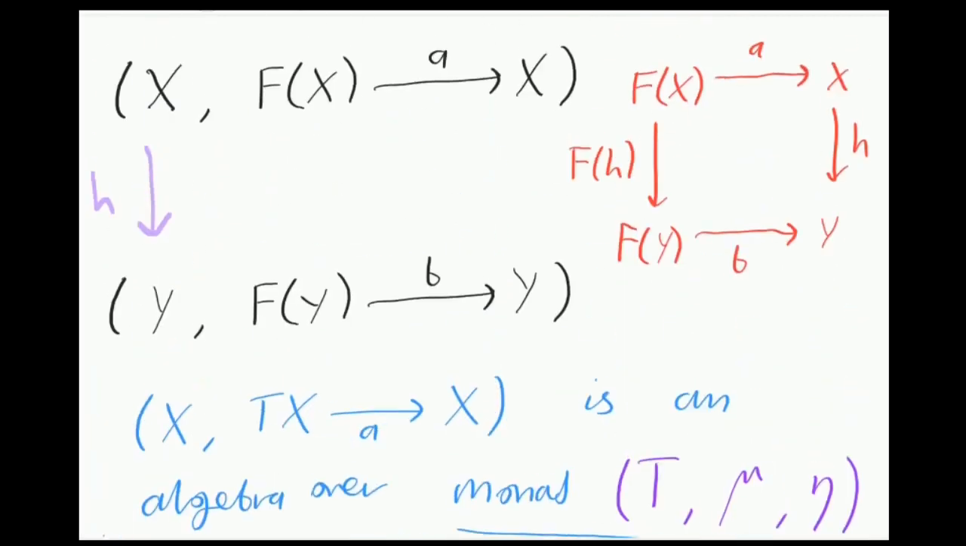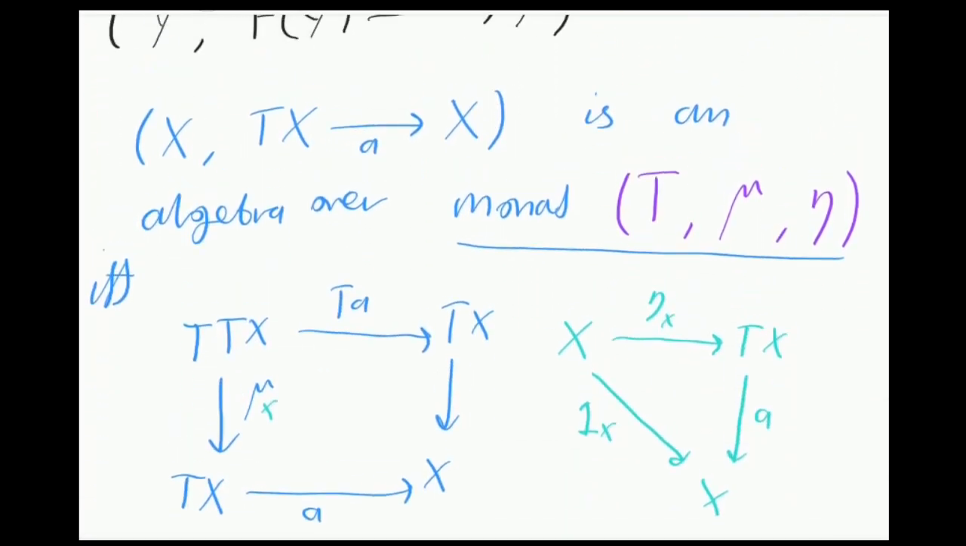Okay, so an algebra over a monad, again, consists of an object x and an arrow A from T of x to x. So it's basically the same kind of thing as an ordinary algebra. However, when we're talking about an algebra over a monad, we insist that this kind of structure plays especially well with our kind of monad structure, in the sense that these two diagrams have to commute.